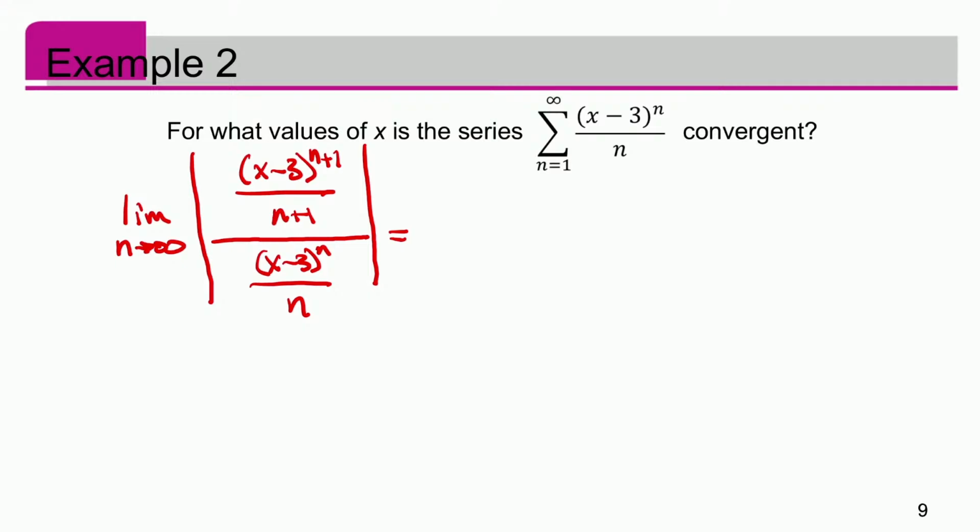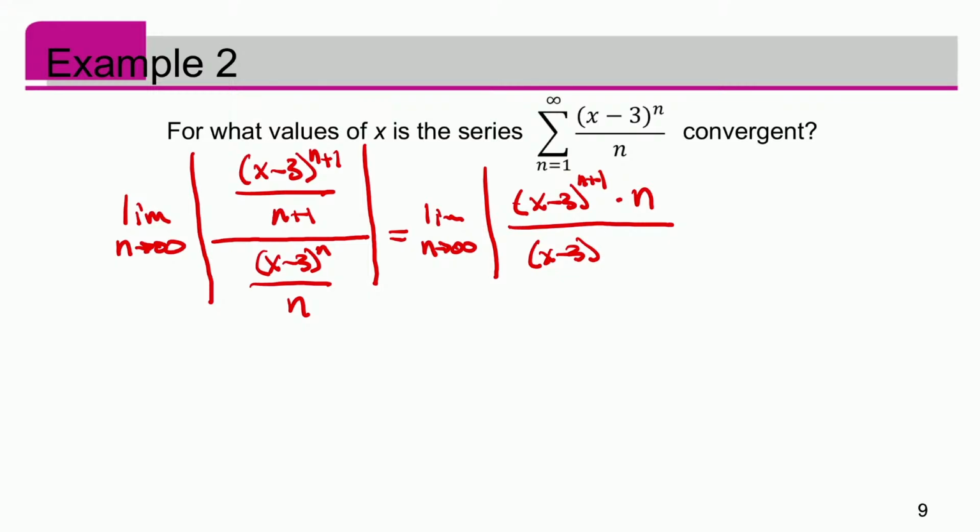All right, let me see. Here's what I would do with this. It's probably similar to what you did. We're going to do the limit as n approaches infinity. Let's flip that bottom. So x minus 3 to the n plus 1 times n over x minus 3 to the n times n plus 1. So it's probably similar to what you did, I hope. And then you're going to cancel some stuff.